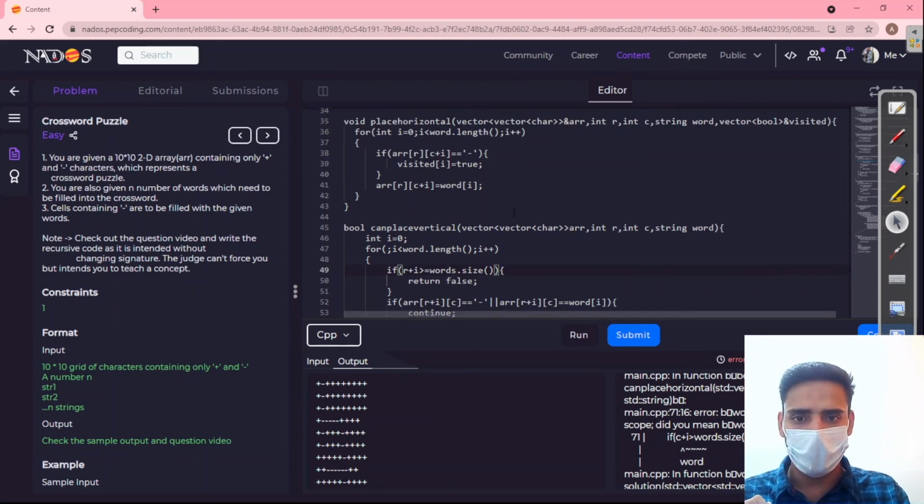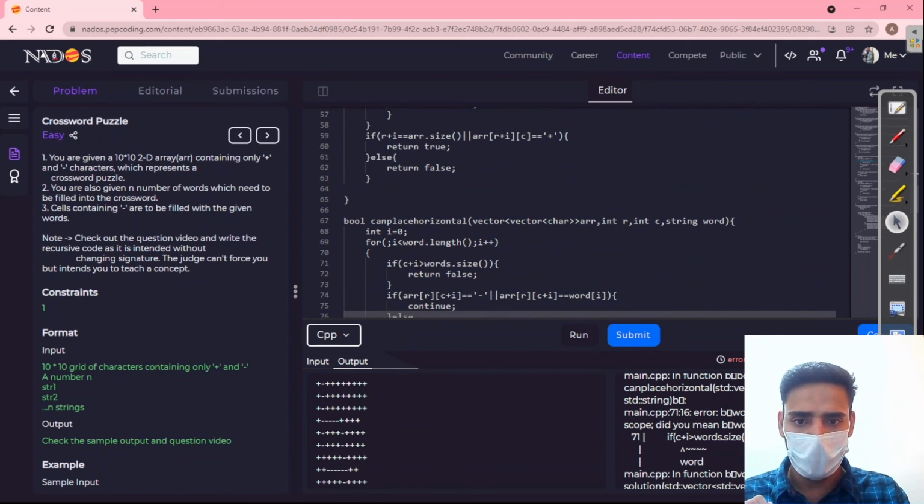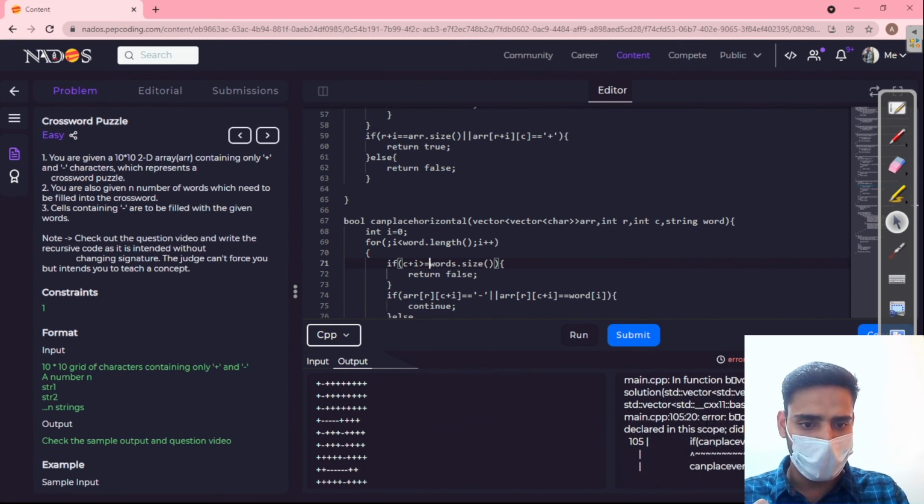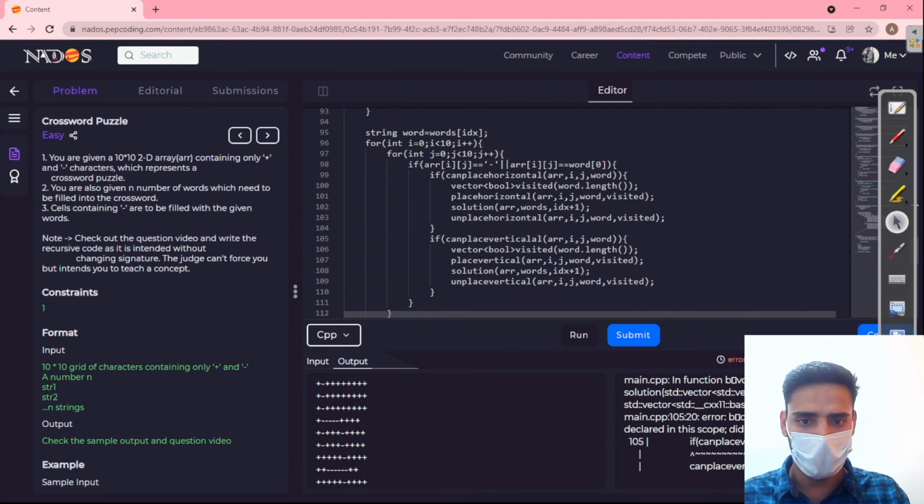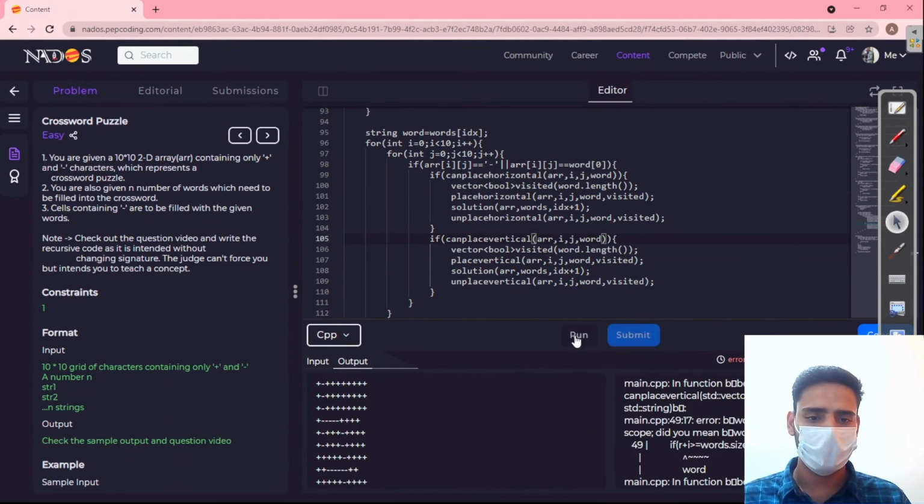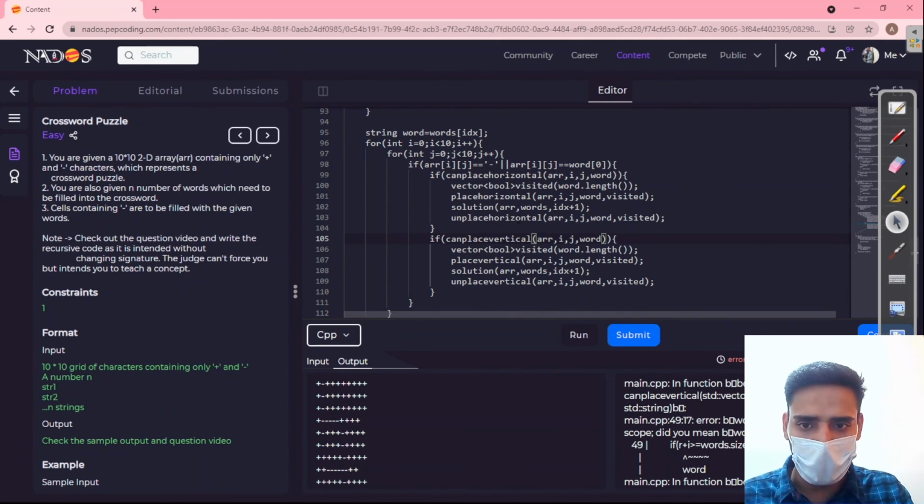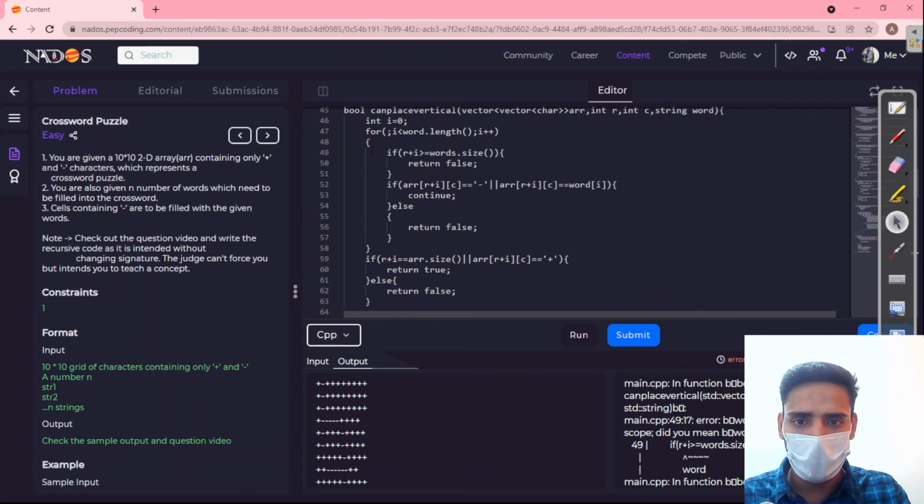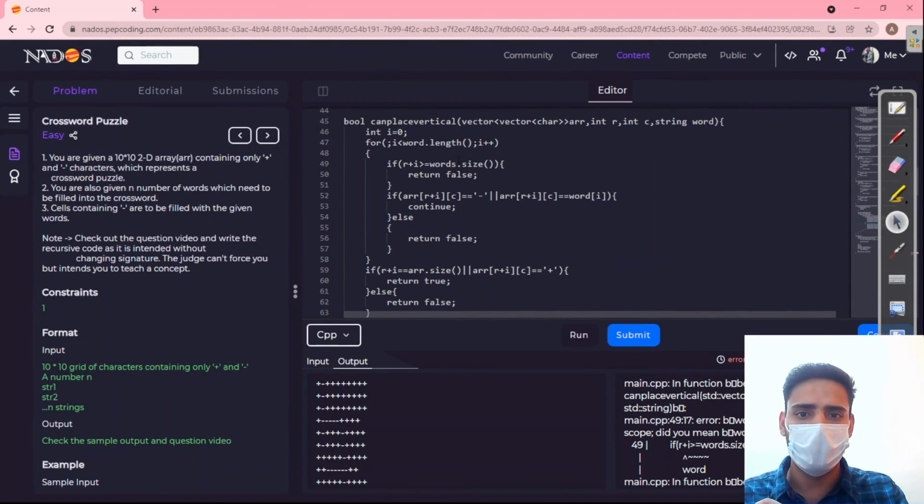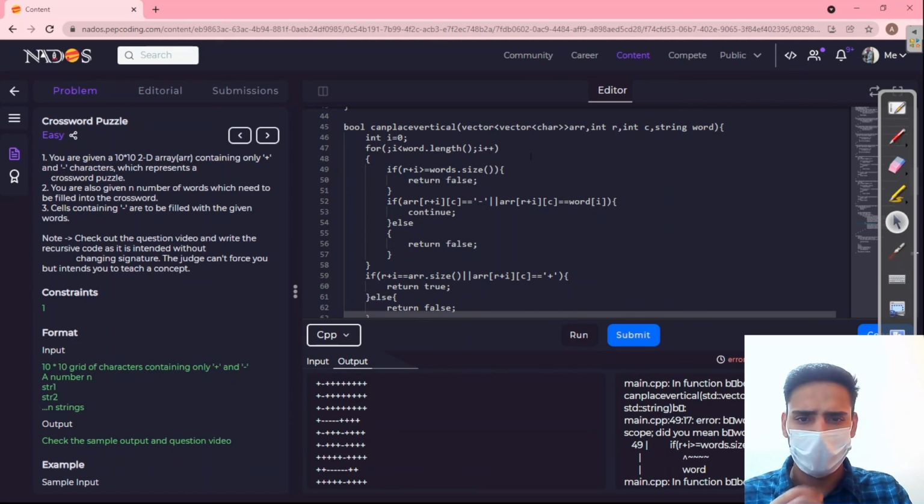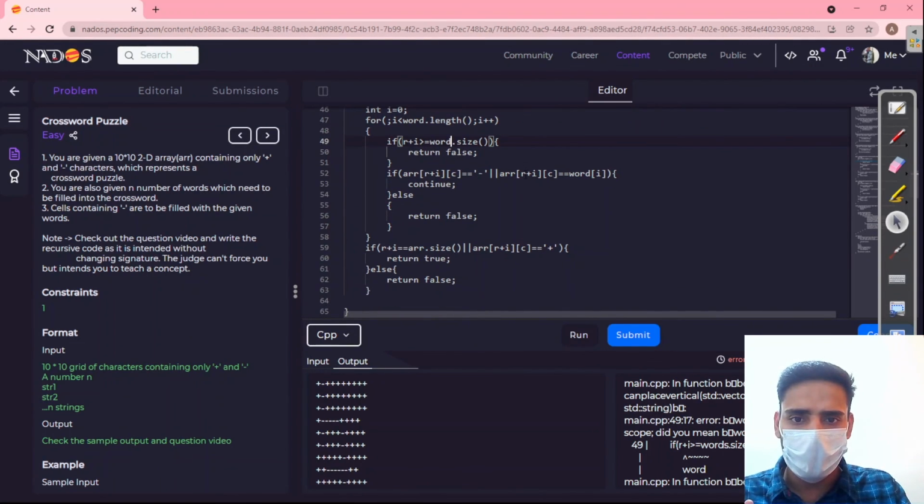Some more errors. If it is here, it will be here as well: c plus i is greater than or equal to. Now let's see line number 105. Here, can place vertical, typing mistake, can place horizontal. Okay, it is all good. Now let's run it. We have some more errors here at line number 49. Let's have a look. r plus i is greater than words dot size. Oh, okay, it is word, not actually word. Okay, this is done.